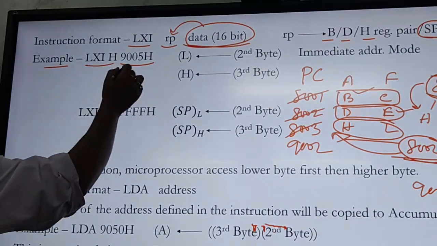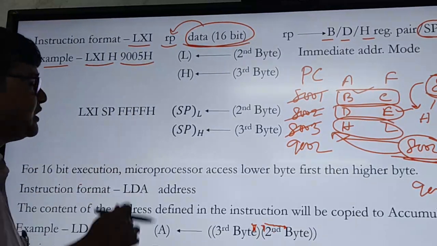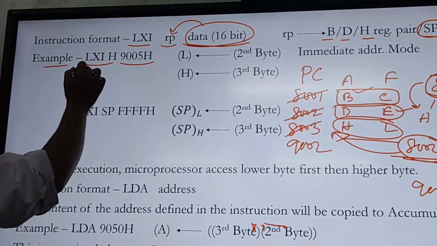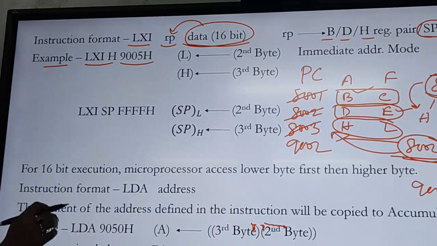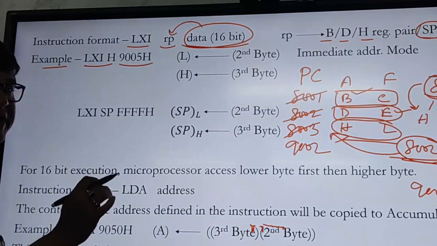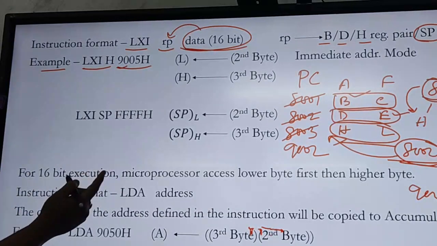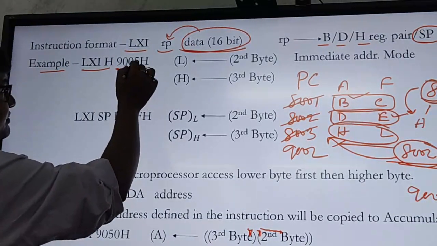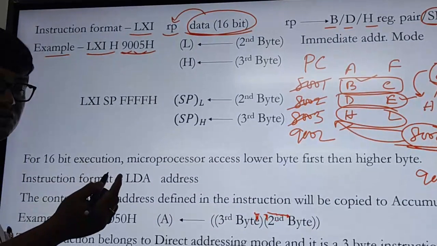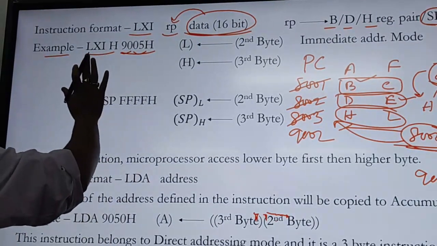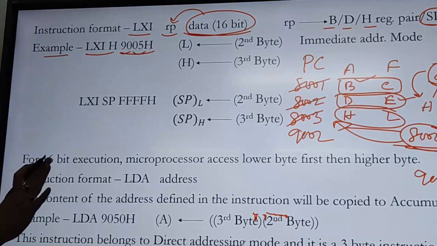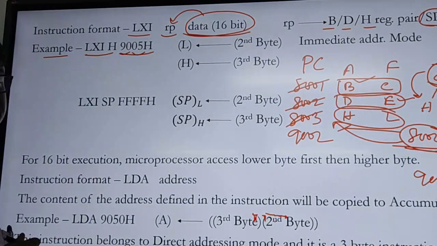So here 9005 is 16-bit data. For LXI there is one hexadecimal code, the opcode, which is defined, and 90 is another 8-bit, or 1 byte, of data. 05 is another 8-bit, or 1 byte, of data, the lower byte. So 3 bytes are required to represent the instruction completely. That is why it is called a 3-byte instruction.